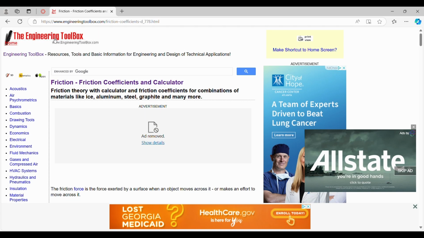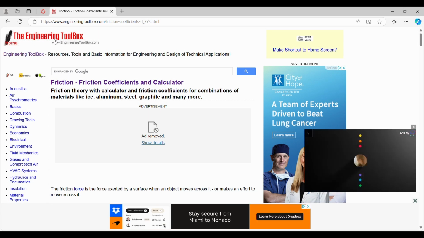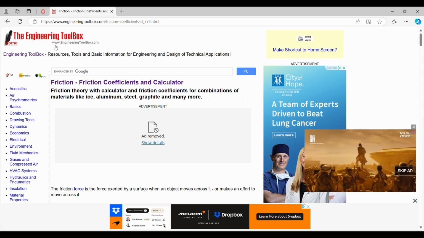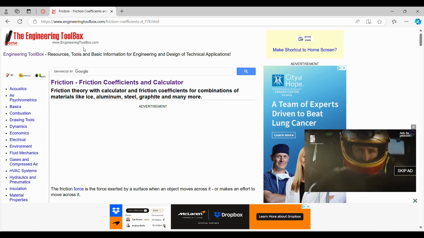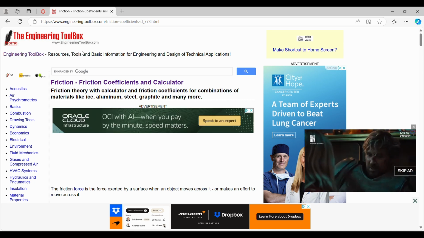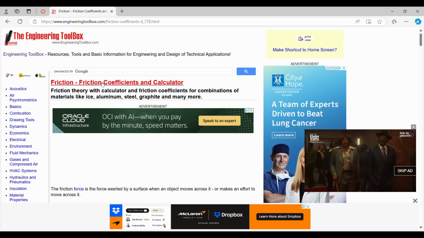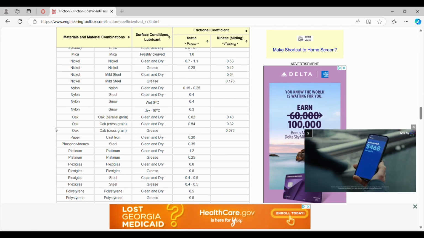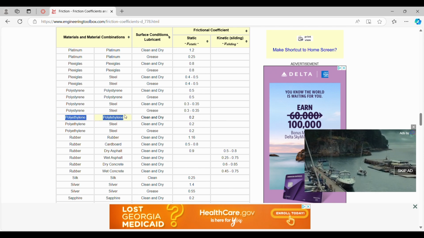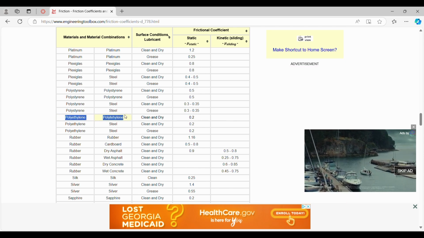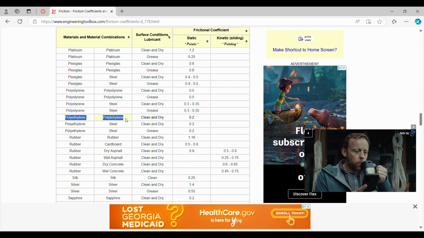So here we have the engineering toolbox. This is a website that is quite phenomenal at finding tabulated data of certain engineering constants, variables, other things like that. Here we are looking at the coefficient of friction. We were looking for polyethylene. Here we go. Polyethylene on polyethylene. This is because I used a plastic lip balm. We also used a plastic ramp.